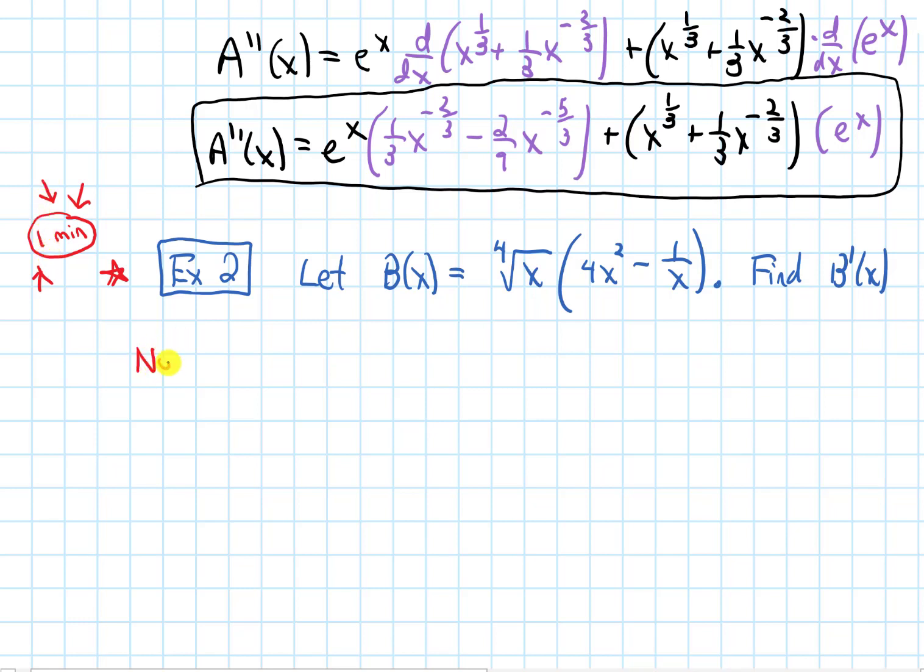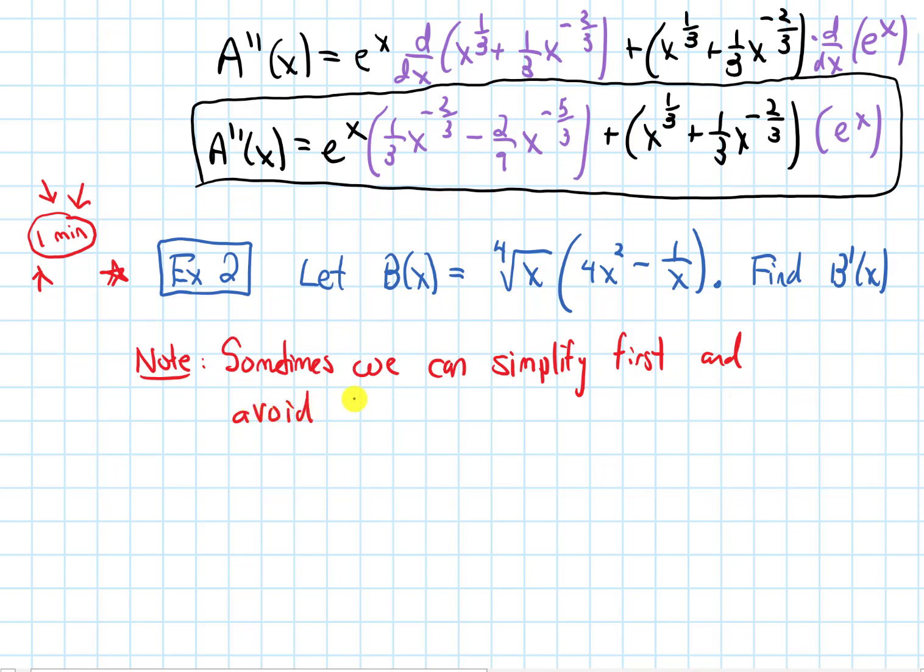Okay, so let's talk about it together. I want to start with a note, and the note is that sometimes we can simplify first and avoid a more complicated rule, like in this case product rule. Sometimes we can avoid product rule. In the next video we'll learn about quotient rule, and sometimes we'll be able to simplify things to avoid quotient rule. So I can do that if I recognize square root of x, that's x to the 1/4.